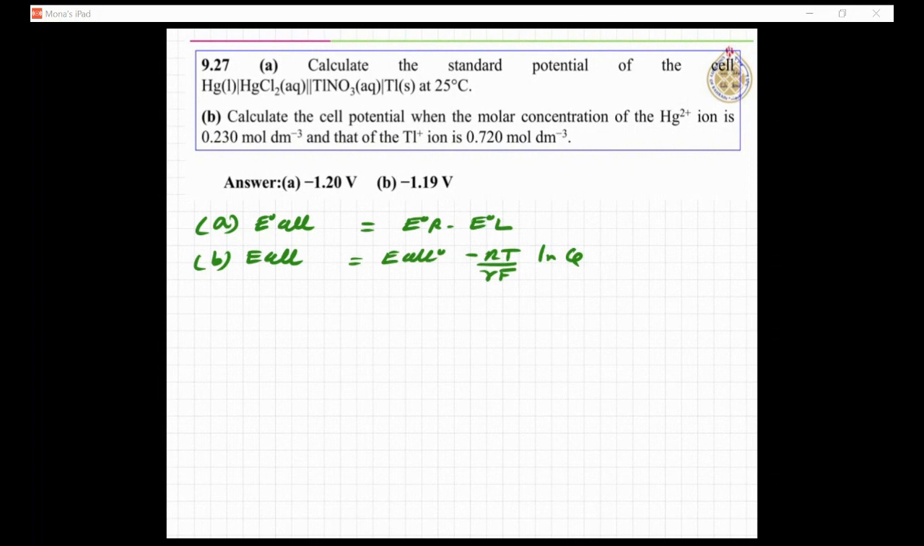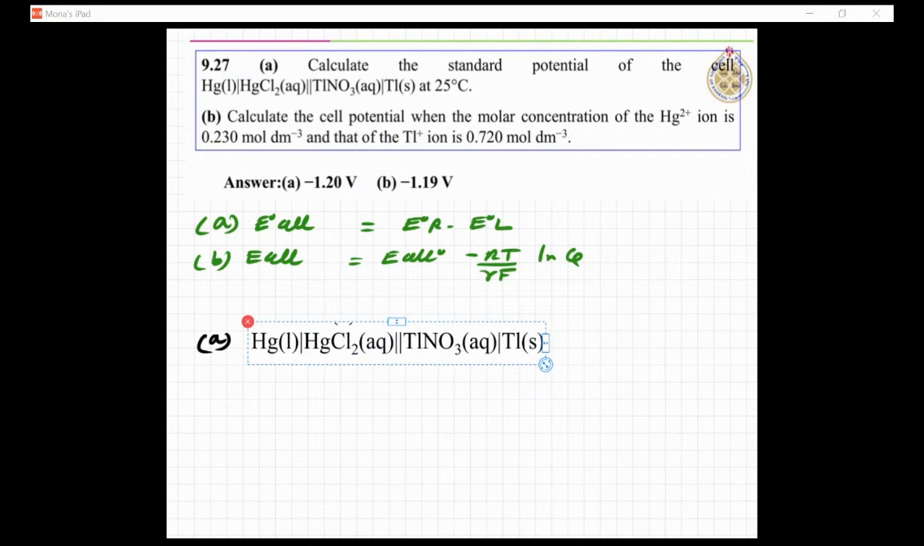So for part A, we have to find E right and E left. Second, we have to use the Nernst equation. Let's now talk about the first part. Part A, what do we have? You can see that I have a notation here. This notation is used so as to know what is happening on the left and what is happening on the right.